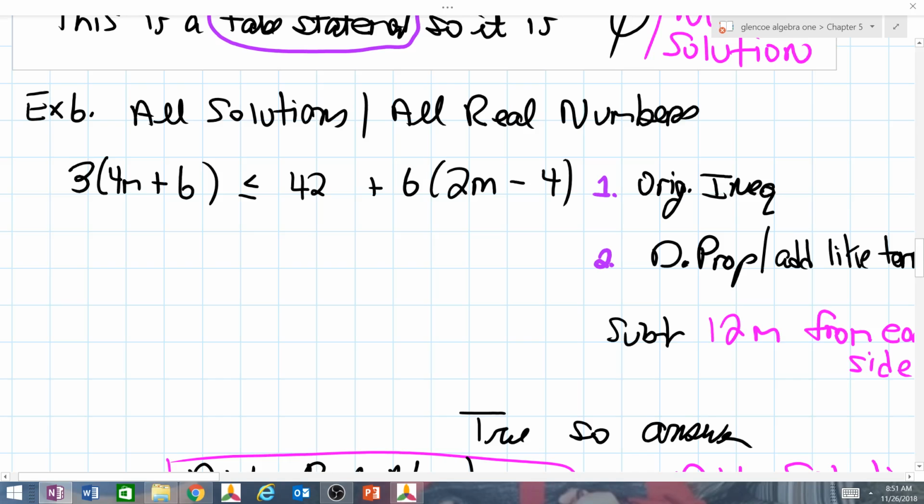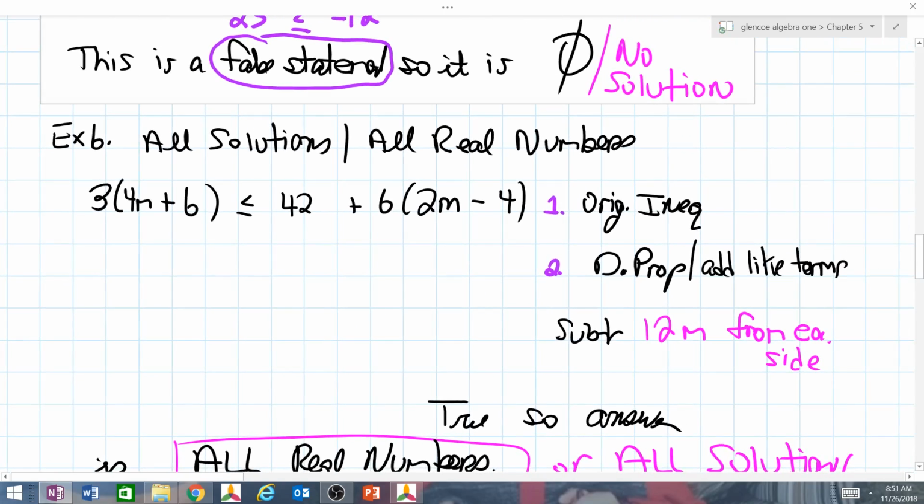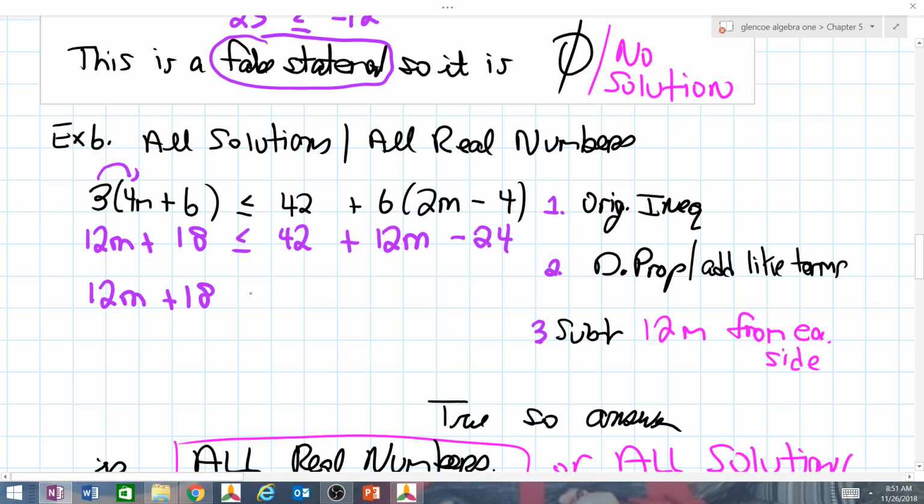Step number 2, distributive property and add like terms. So I have 3 times 4m is 12m plus 3 times 6 is 18 is less than or equal to 42 plus 6 times 2 is 12m minus 24. Is everyone with me? Yes? Okay. So now I'm going to add like terms on the right. 12m plus 18 is less than or equal to, what's 42 minus 24, guys? Is less than or equal to 12m plus 18.